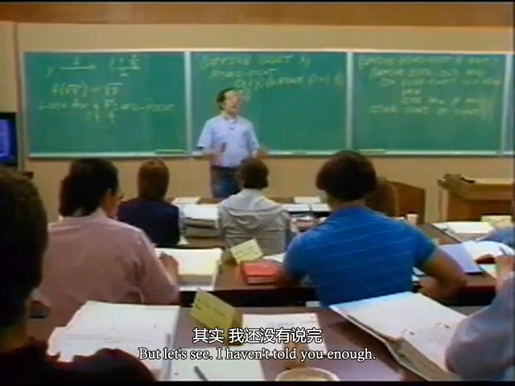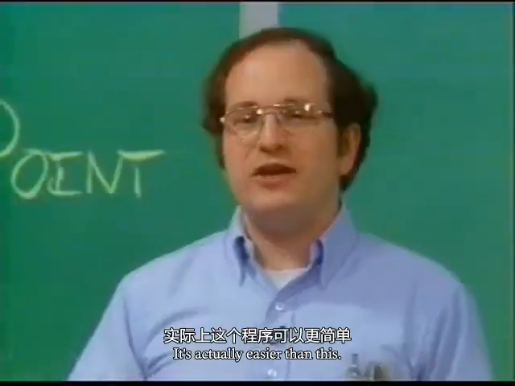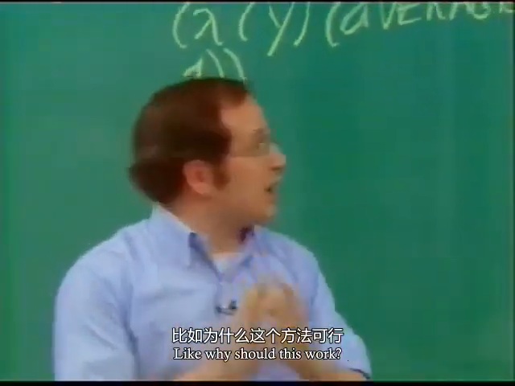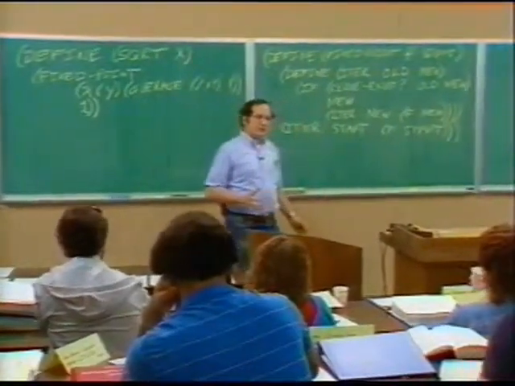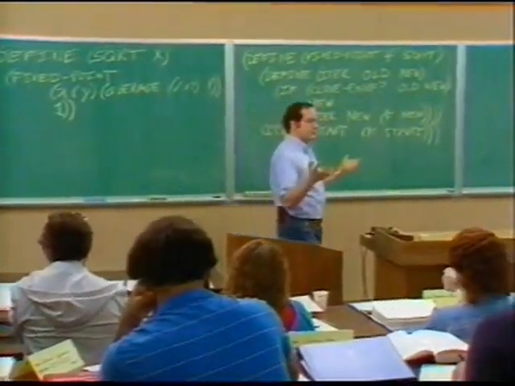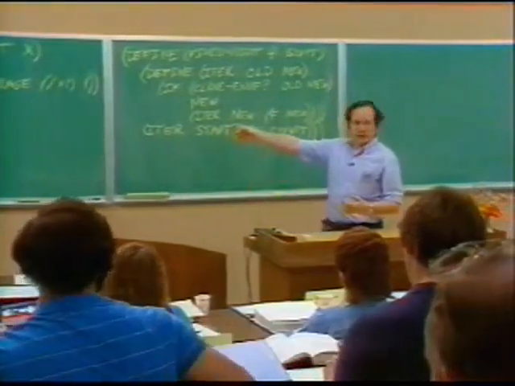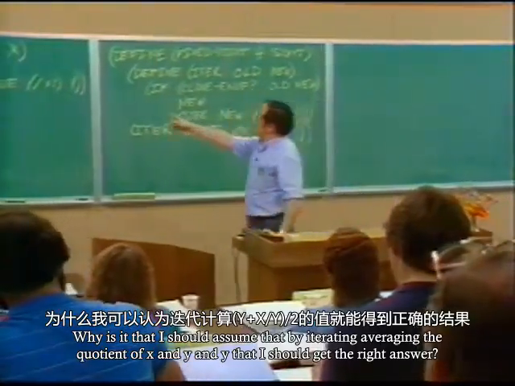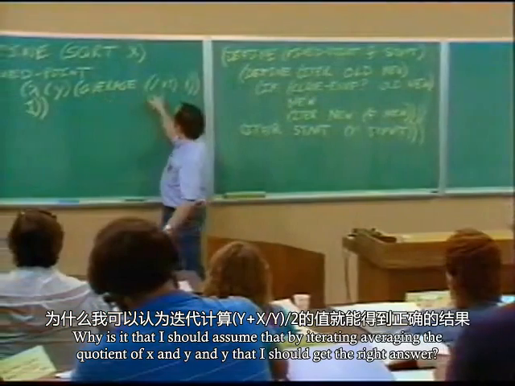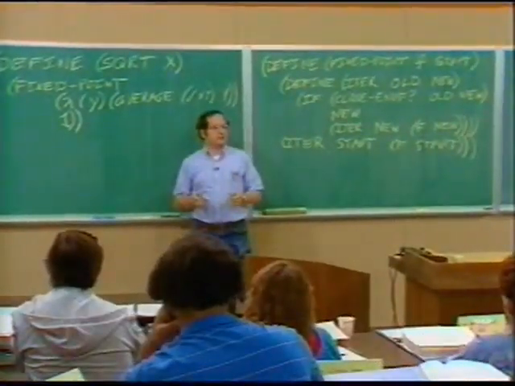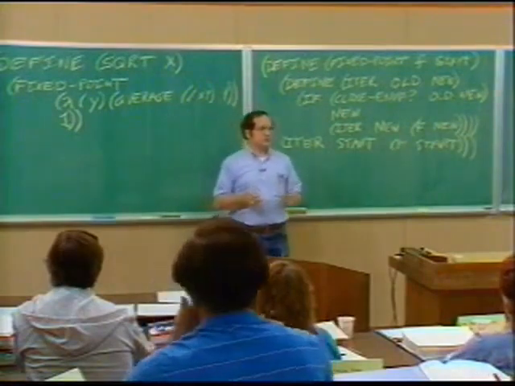But let's see, I haven't told you enough. It's actually easier than this. There's more structure to this problem than I've already told you. Like, why should this work? Why should it converge? I mean, there's a hairy theorem of mathematics tied up in what I've written here. Why is it that I should assume that by iterating, averaging the quotient of x and y, I should get the right answer? It isn't so obvious.